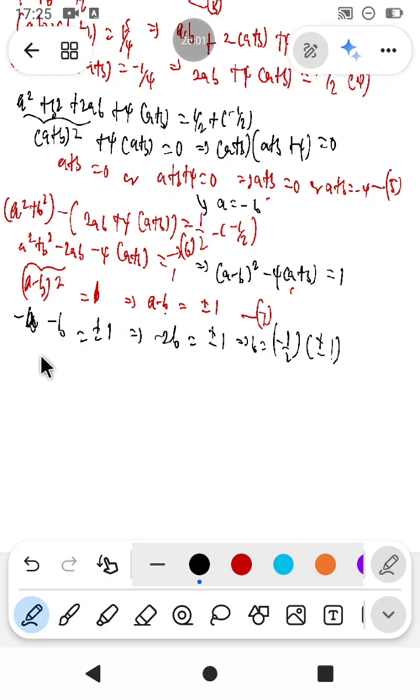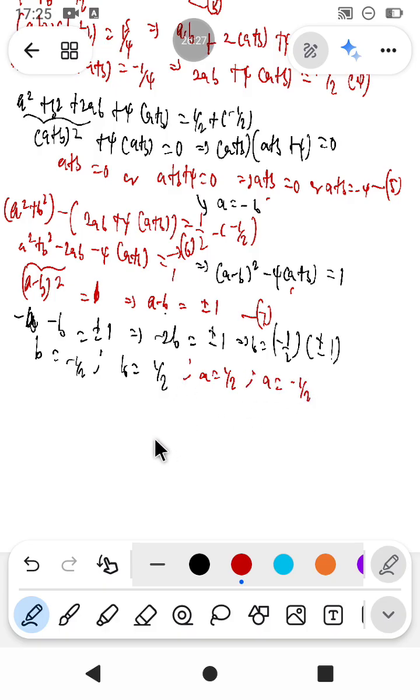So when we have plus 1, we have b is equal to negative half. And when we have negative 1, we have b is equal to positive half. Right? So we have b negative half and b positive half. So now, how do we know the value of a? Don't forget, a is negative b. So when b is negative half, we have a to be half. And when b is half, we have a to be negative half.